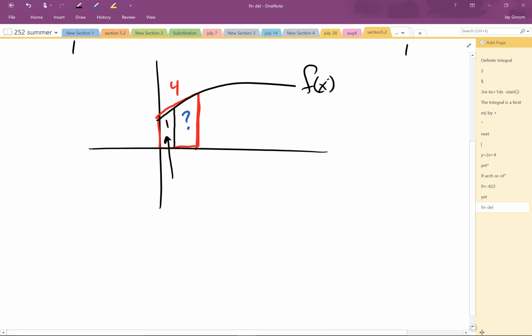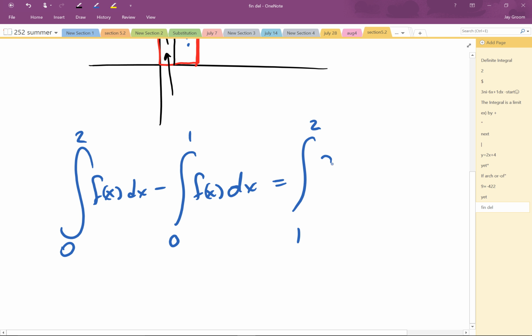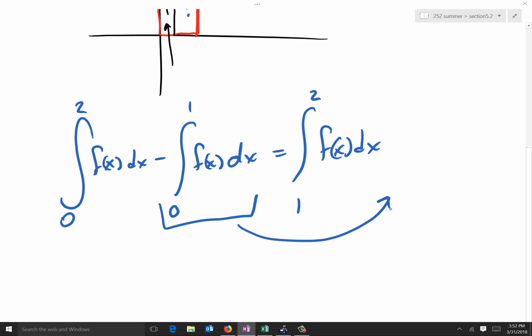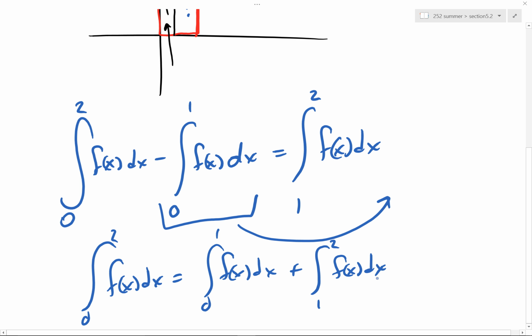But why is that? Because what we're going to do is we're going to take the integral from 0 to 2, and we're going to subtract the integral from 0 to 1, and that equals the integral from 1 to 2. Now, how do I know that works? Well, it is just that adjacency formula, if you think about it. If you were to add this to the other side, you would get that the integral from 0 to 2 is equal to the integral from 0 to 1 plus the integral from 1 to 2. And that's exactly the same formula.